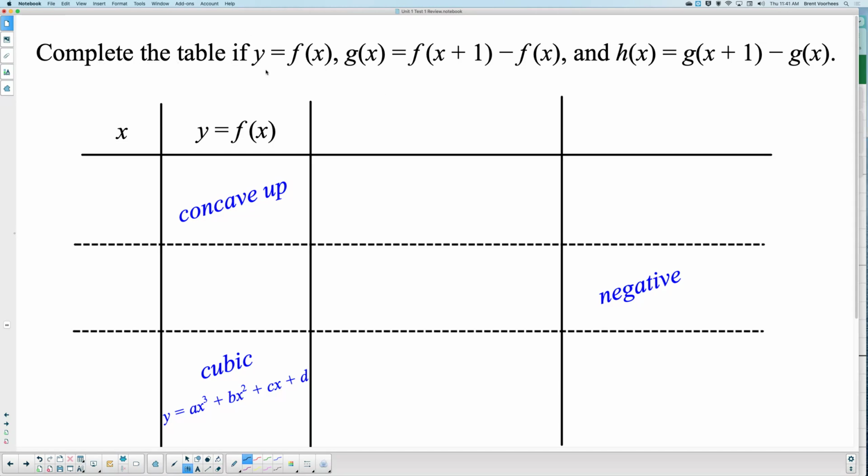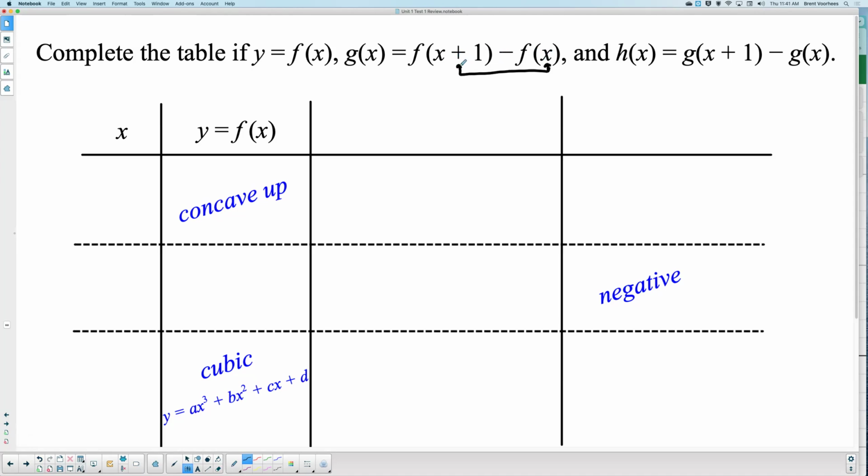It says here, complete the table if y is equal to f of x, which I already put there. g of x equals this. Now let us pause for a minute. Let's focus on this: g of x equals. Last class we talked about 1.7. We compared the insides. On 1.7 we were doing even and odd. We had opposite x's. Now these are not opposite x's. How are the x's related here?